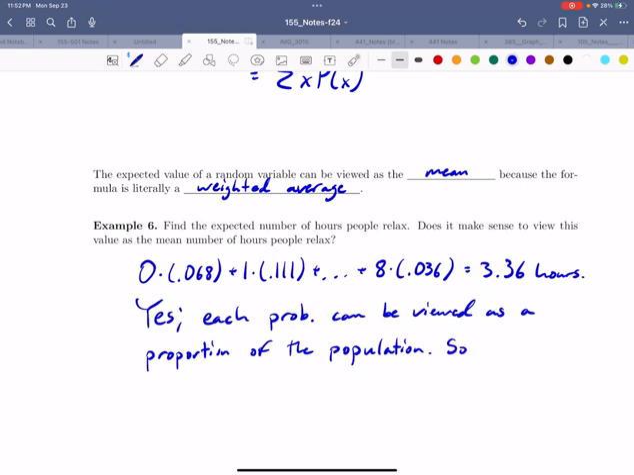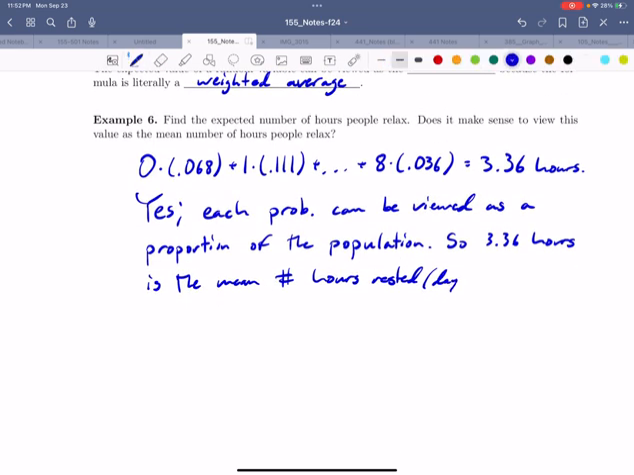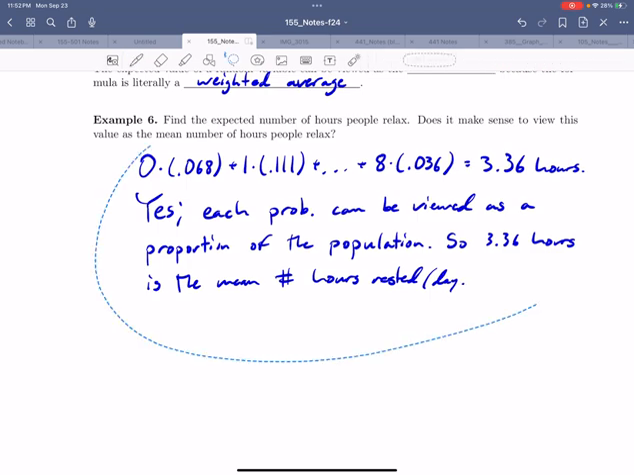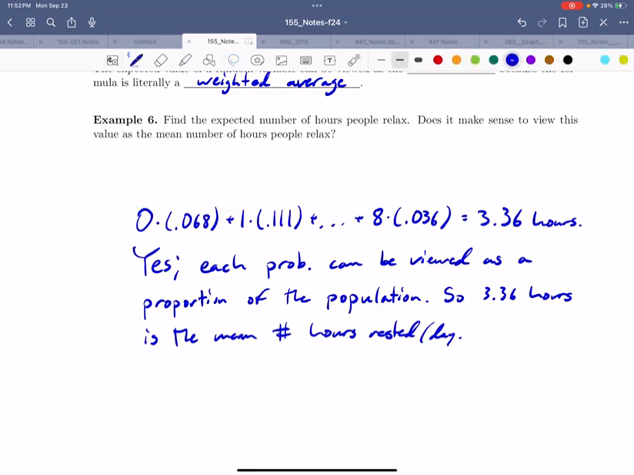So 3.36 hours is the mean number of hours rested per day. So that's what we have. Right? If you added up the number of hours for all the number of people who slept those hours and then divided by 1676, you'd get the same thing.